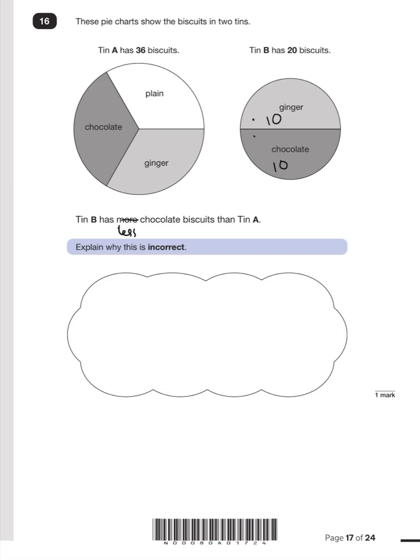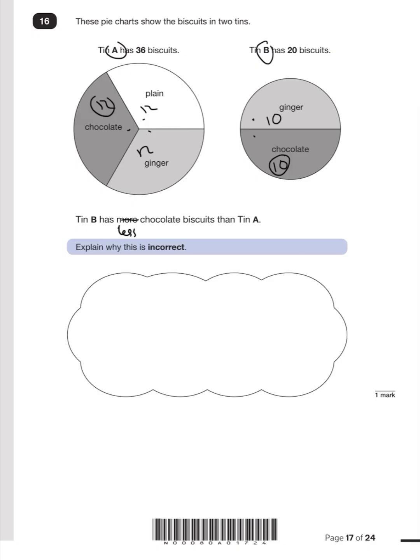Tin A has 36 biscuits, and there are 3 parts. If you divide 36 by 3, 36 divided by 3 is 12, so it should be 12 here, 12 here, 12 here. As we can see, 12 is more than 10, therefore tin A has more than tin B, not the other way around.